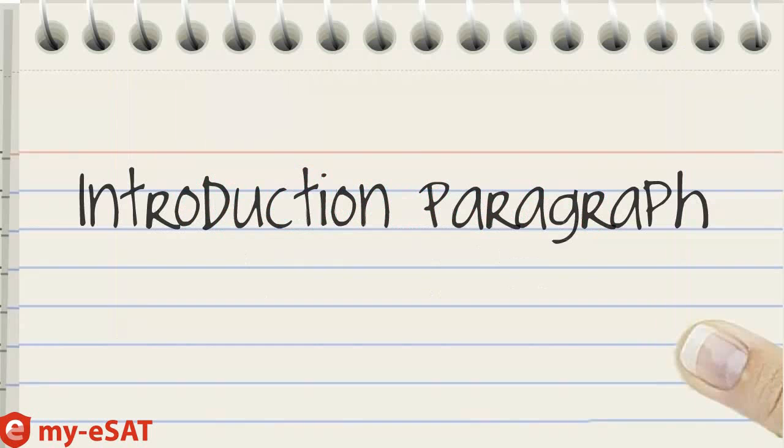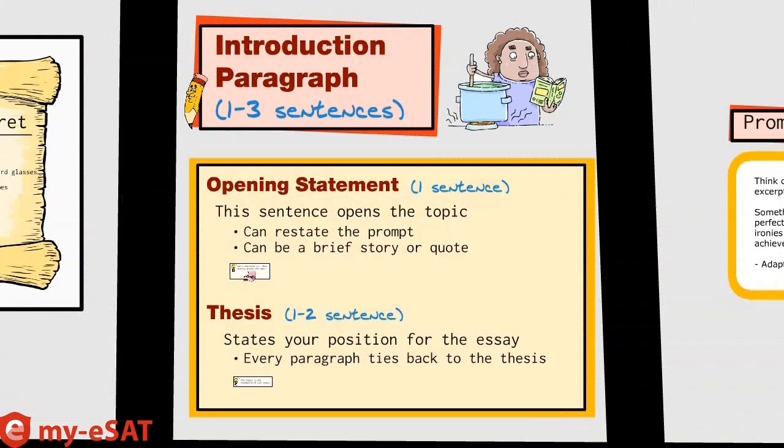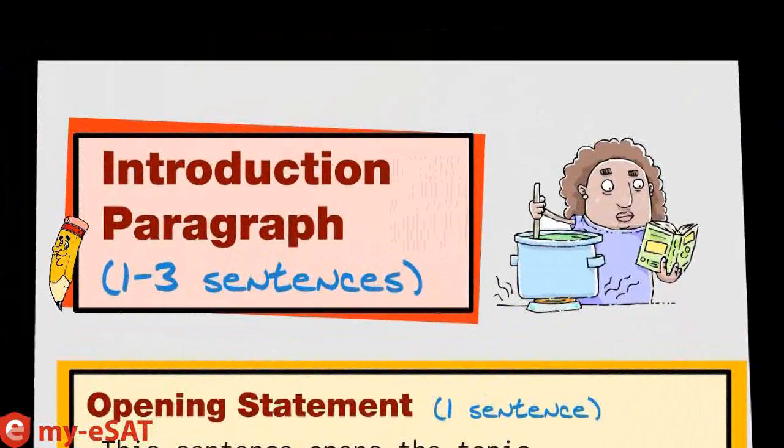Now, let's take a look at our formula for introductory paragraphs. The first thing you're going to write is your introduction paragraph. Who would have guessed? Here's the standard structure for an introduction. Your introduction paragraph should be 1 to 3 sentences long. There is no need to go longer than that. Please save your time and your ideas for your body paragraphs, not your introduction.